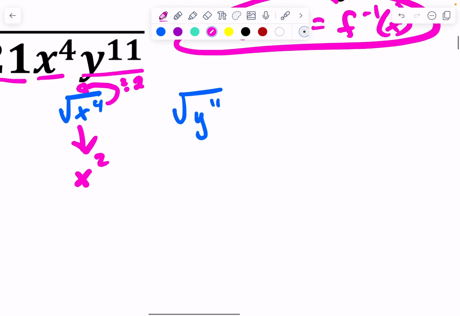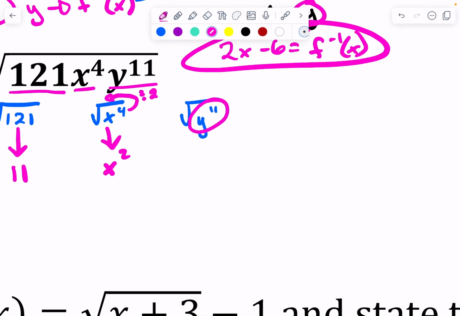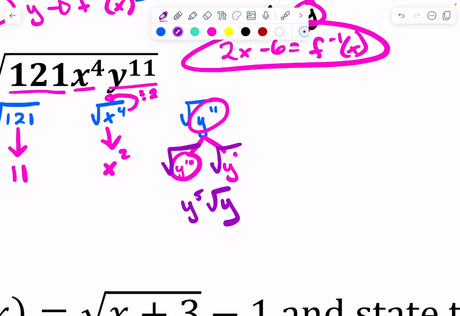Now the last one is a problem because I cannot just divide 11 by 2. It doesn't work, right? And so what I'm going to do is I'm going to put 10 of them over here and leave one of them off. So together that would make 11, right? I'm just going to hang one of those off. And then I look at, okay, the square root of y to the 10th power is y to the 5th. And the square root of y is just the square root of y, okay?